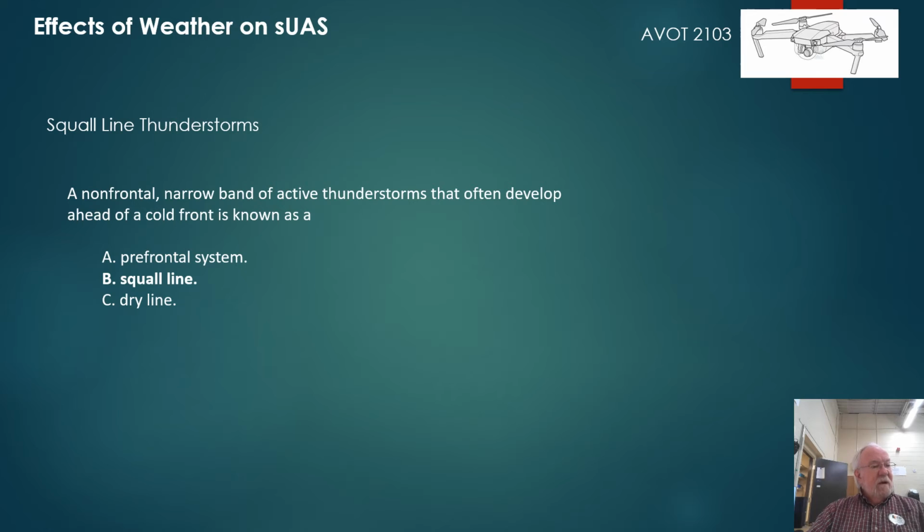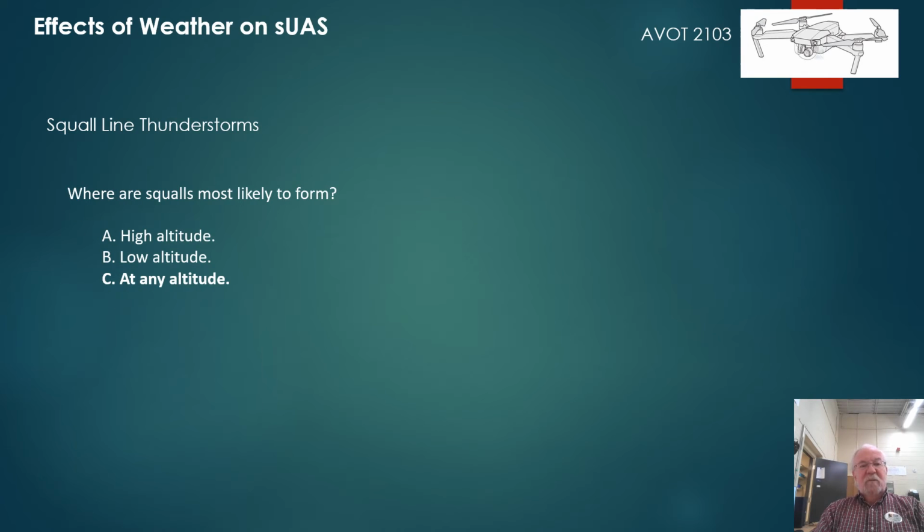So we have a question about squall lines. Squall lines, like I said, that narrow band. So when you read a question that says narrow band of active thunderstorms, you should spring to your mind, squall lines. We know about those, right? There are such things as dry lines and prefrontal systems, but this is a squall line question. Where are squalls most likely to form? At any altitude. Not high, not low, both of them. At any altitude they may form.